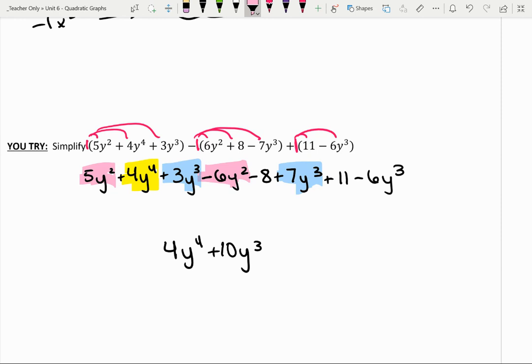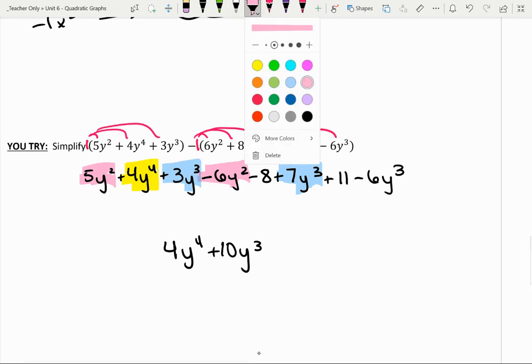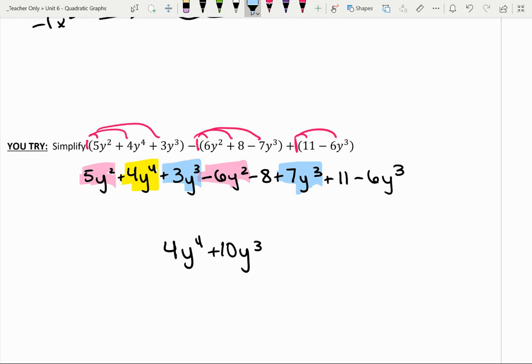Oh, did you catch my other mistake? Yeah, I forgot a cube there. You're saying it's not supposed to be 10. If I subtract that 6y cubed, I'll get a 4y cubed. So what did I say about being careful and taking your time and checking your work? That's exactly what I meant. Okay, but now if I have 5y squared and minus 6y squared, that's negative 1y squared. I could just write that as negative y squared.